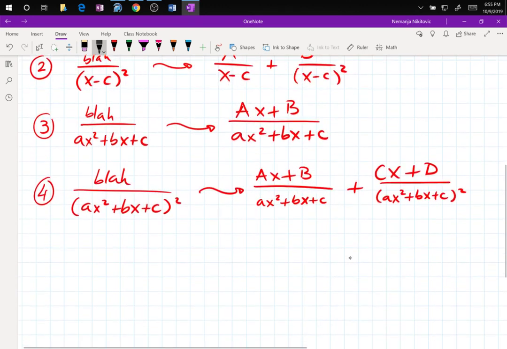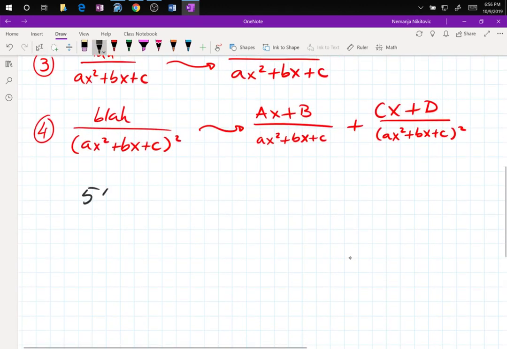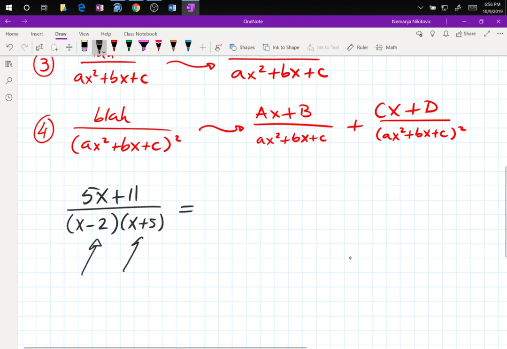So 5x plus 11 divided by x minus 2 times x plus 5. So what do I have? When you take a look at these factors, I have two linear terms. Therefore, I am setting up A over x minus 2 plus B over x plus 5. So you already see that it's getting into the form of what you need.